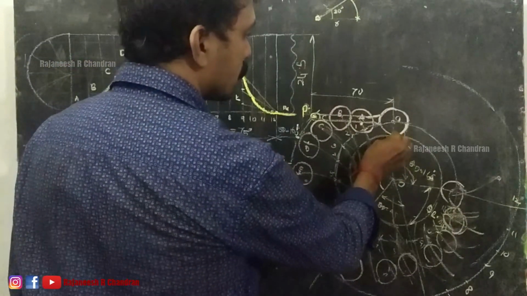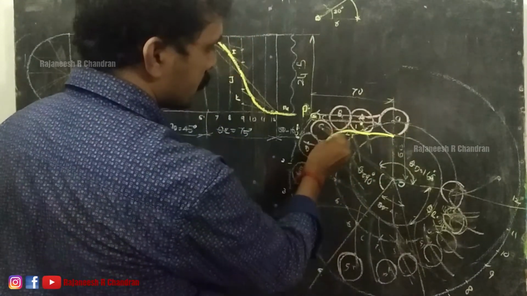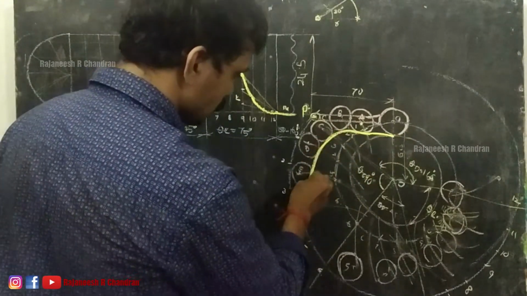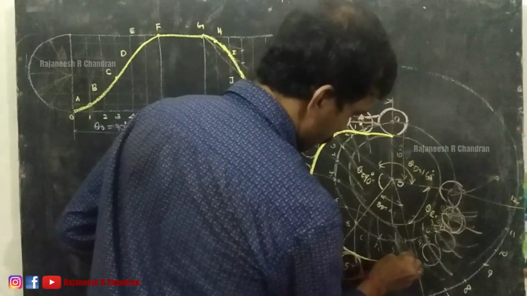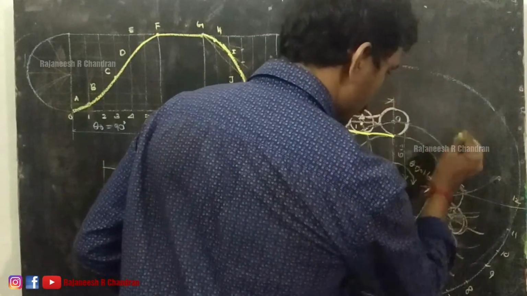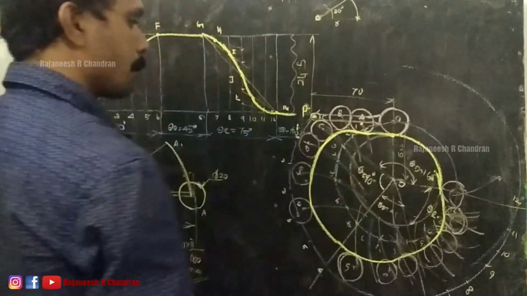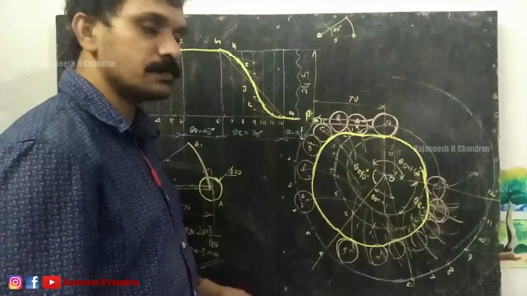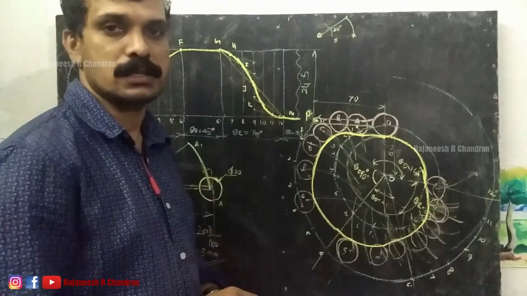Now we know that we connect those points tangentially. So this is the cam profile for an oscillating follower.